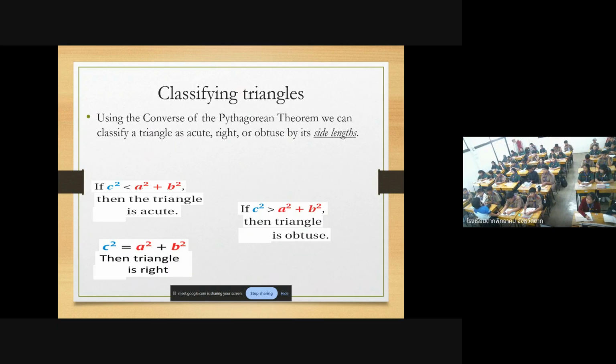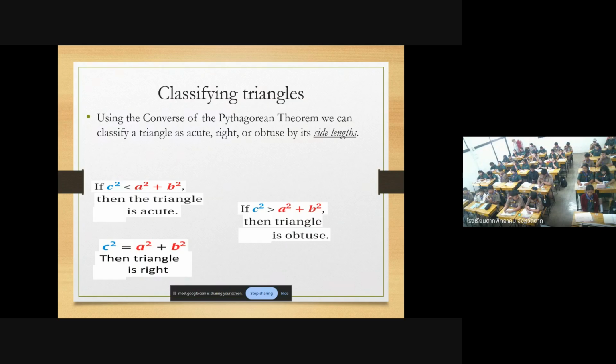Converse. Okay, so converse Pythagorean theorem. So what is this? When we say converse Pythagorean theorem, this is the way we classify or identify if the triangle is a right triangle or not.